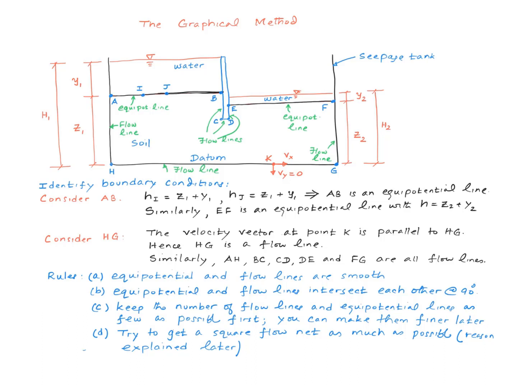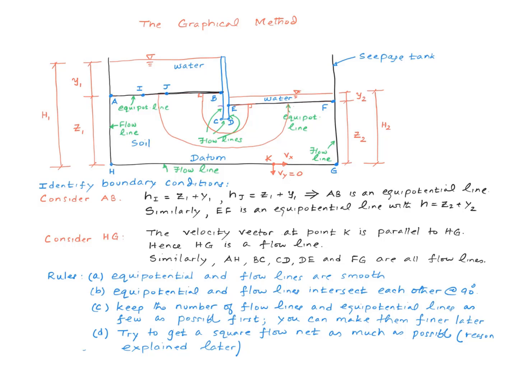Say I want to start a flow line from here. So you start at 90 degrees to this equipotential line, right? And then you go smoothly around the sheet pile wall like that, and also end up at 90 degrees to this equipotential line, this one right there. Let's go ahead and do one more. So I'm going to start from here. So I got 2 flow lines in there, and I'm going to do an equipotential line starting from here.